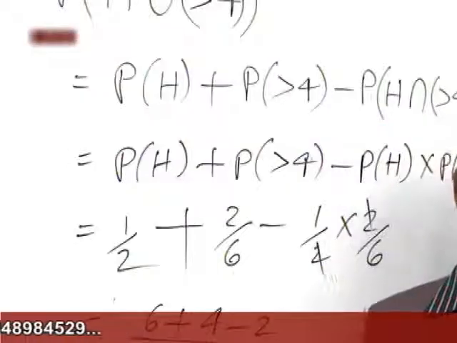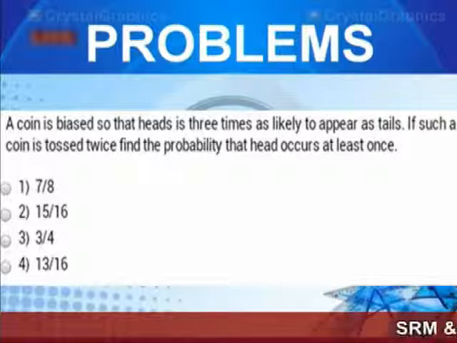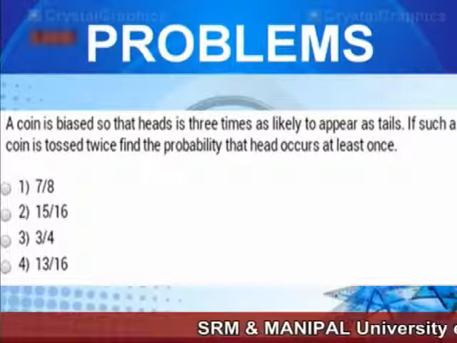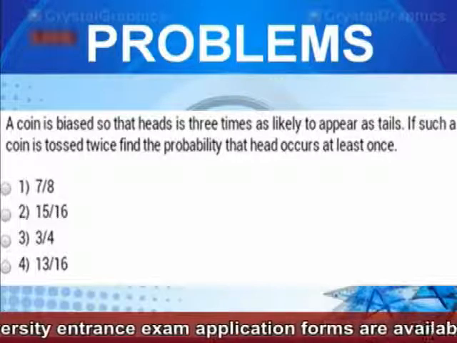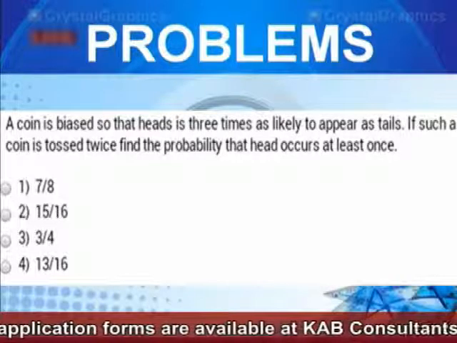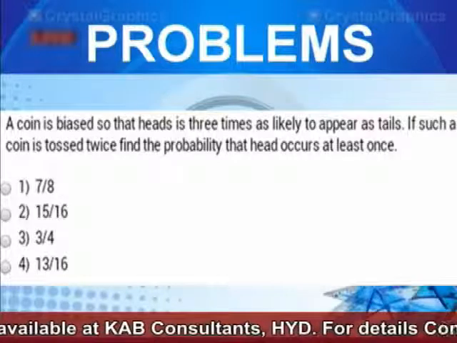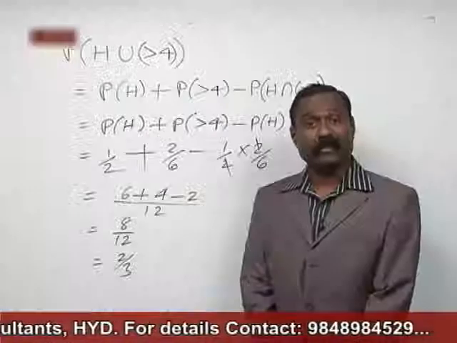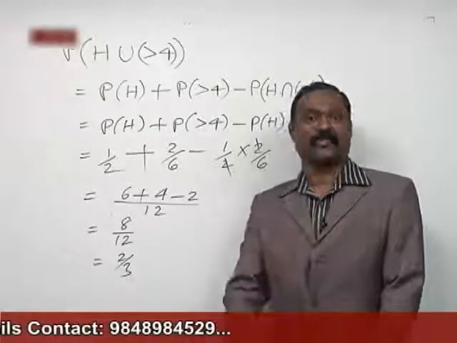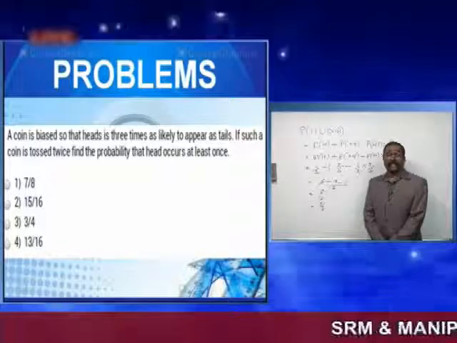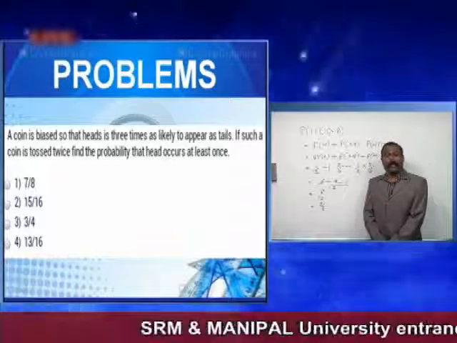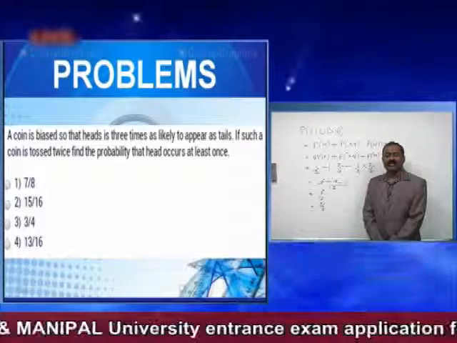A coin is biased so that heads is 3 times as likely to appear as tails. Biased means the events are not equally likely, understand. The coin is made in such a way that getting 3 times head is equal to getting 1 tail.